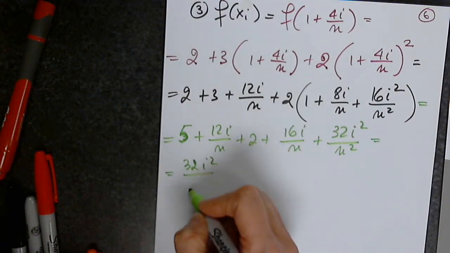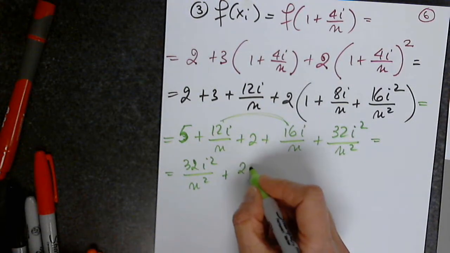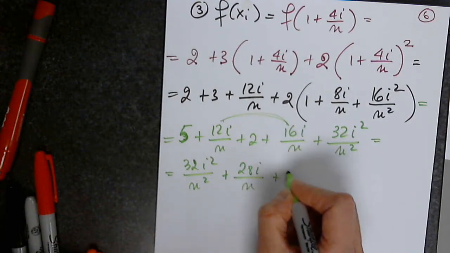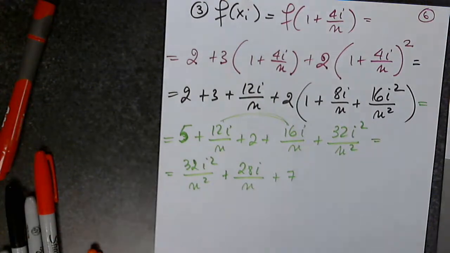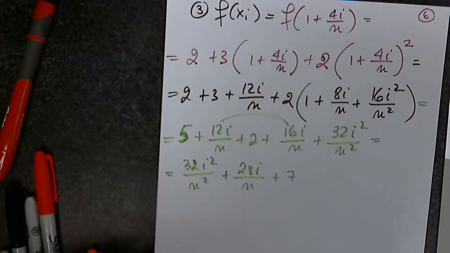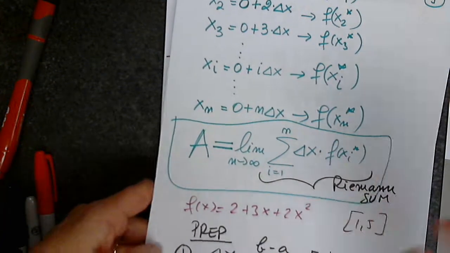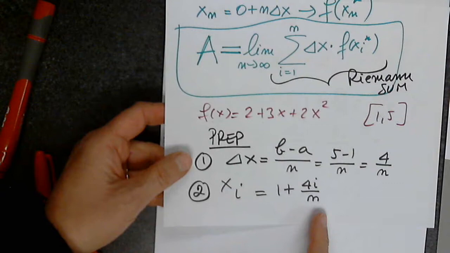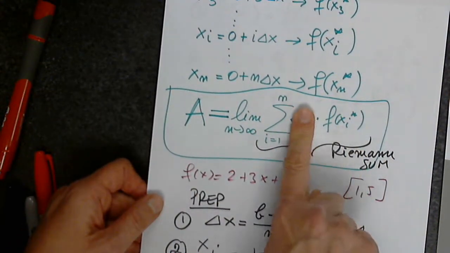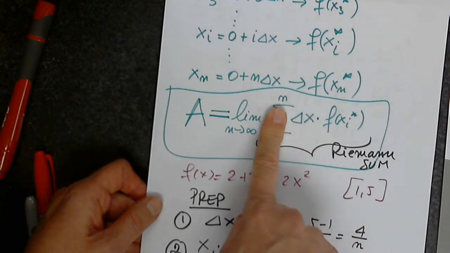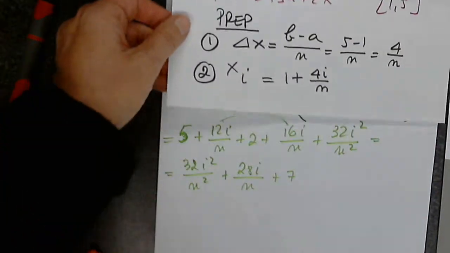32 I squared over n squared, plus these can be combined into 28I over n plus 7. I'm done with my preps. I prepared 3 things. I prepared this, and I prepared this after I determined xi. Now I'm ready to put everything in the limit of the Riemann sum. I have this, I know how to handle this, and then eventually I'll get the limit. So now I'm ready to put the pieces together.